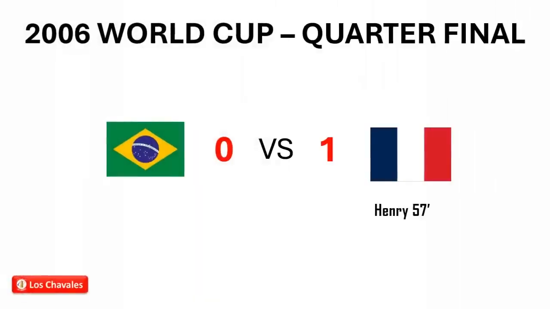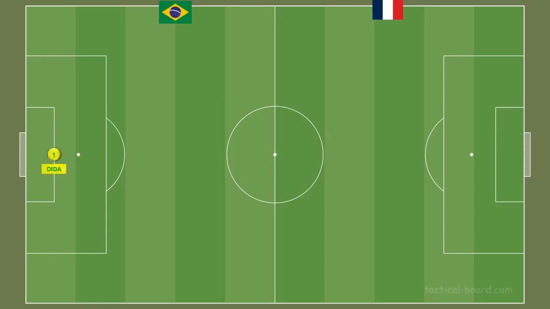Today, we're analyzing the 2006 FIFA World Cup quarter-final match between Brazil and France. Brazil lined up in a 4-4-2 diamond. Goalkeeper is Dida. The four backline are Roberto Carlos at the left. The central defenders are Juan and Lucio. On the right is Cafu.